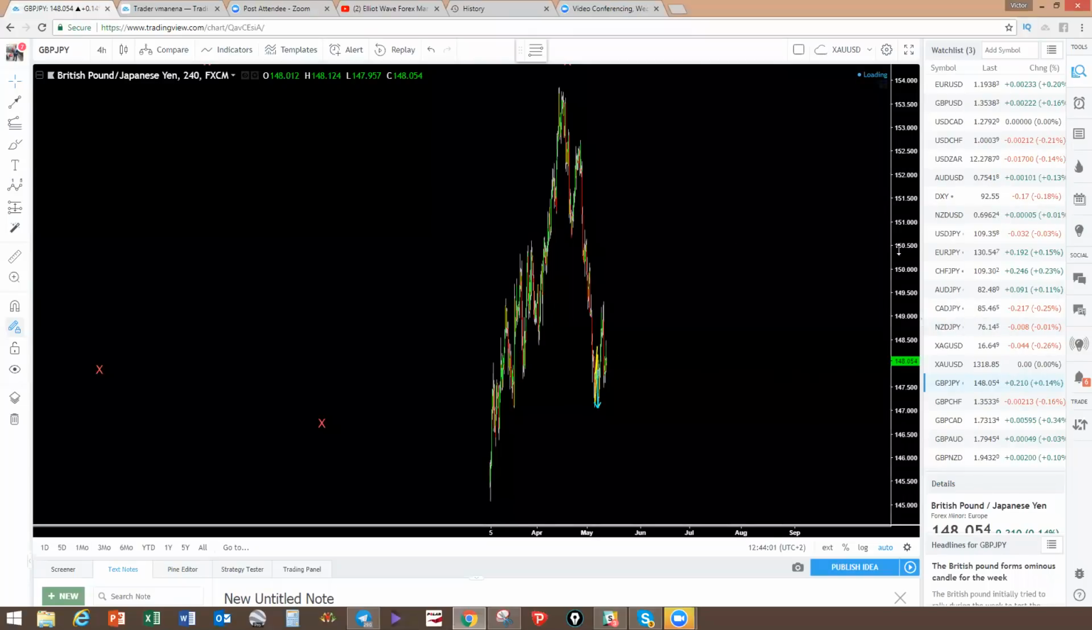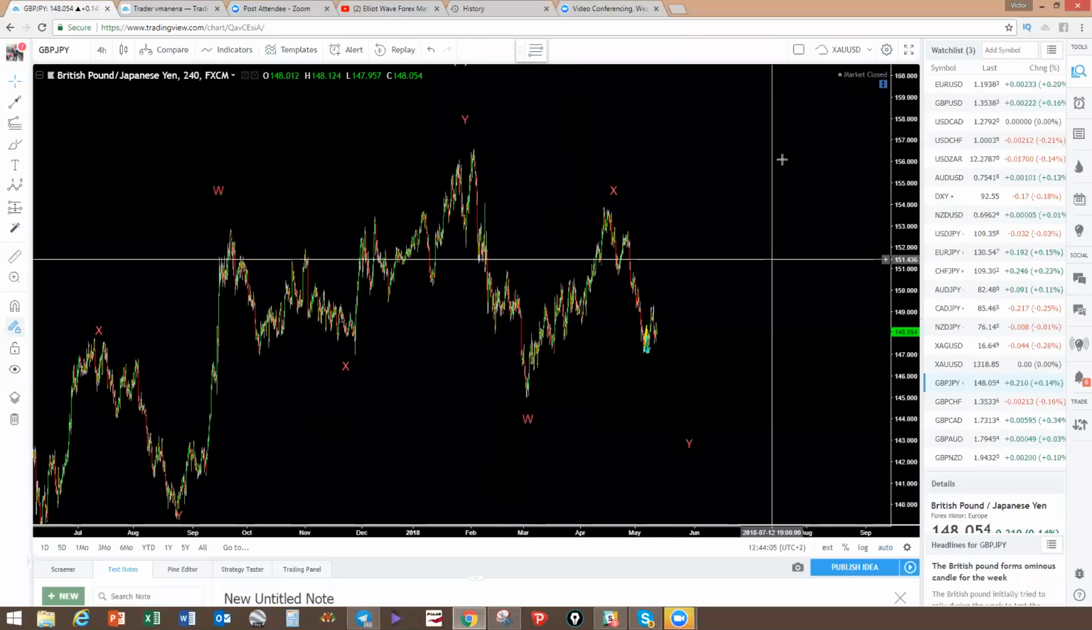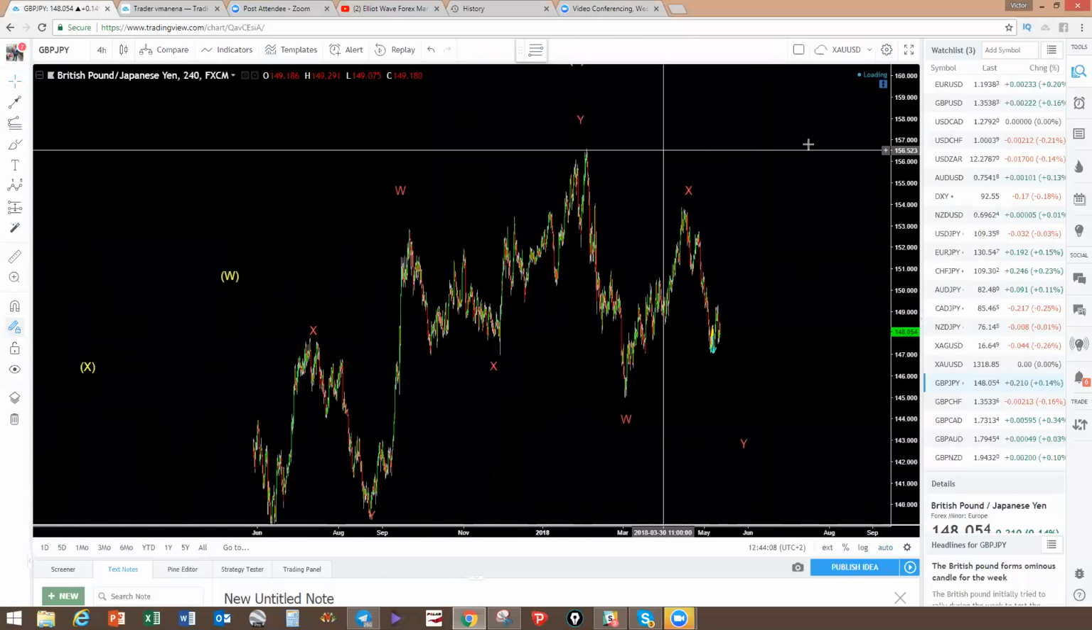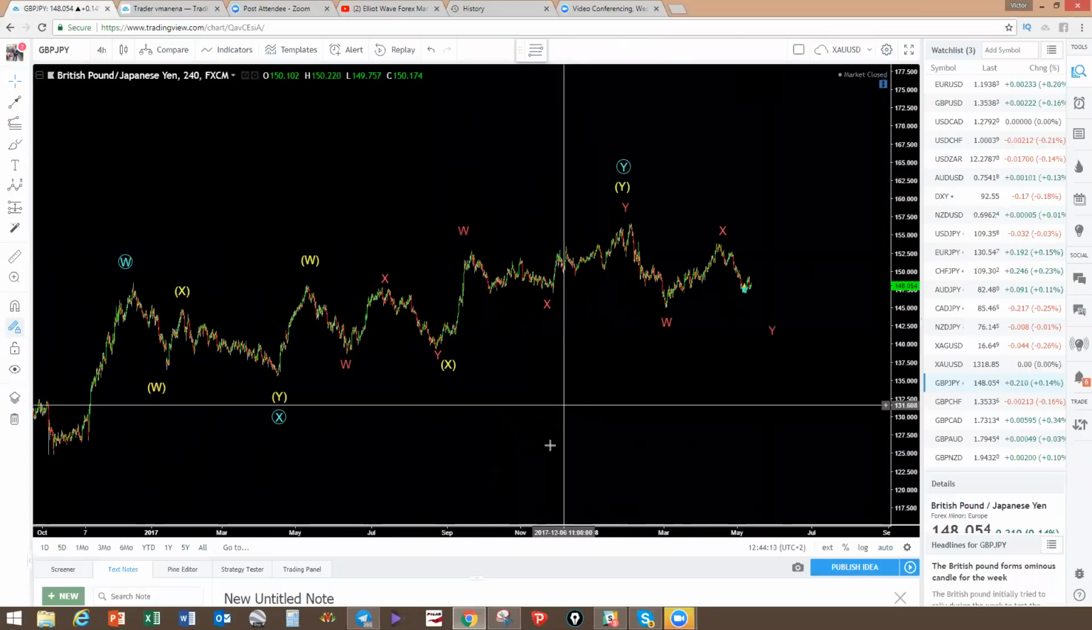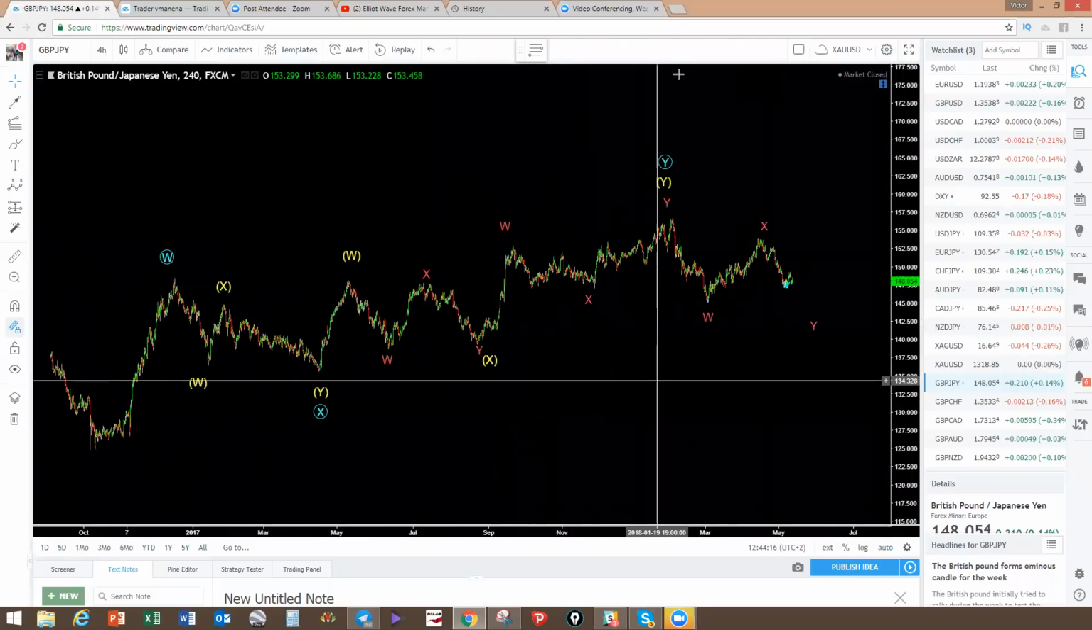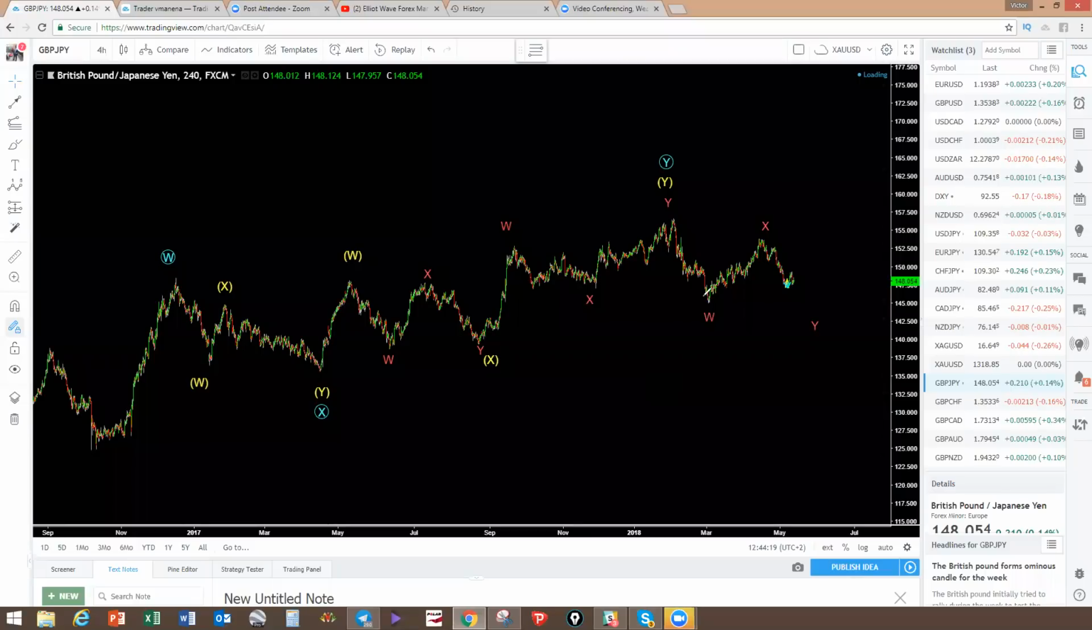Okay, so GJ. There's your structure. There's your labeling. Take a snapshot. Okay, so this move started here. This was the first move, second move, and that's our Y. Right, so we're looking at it like that, and then we're looking for a move to the downside.